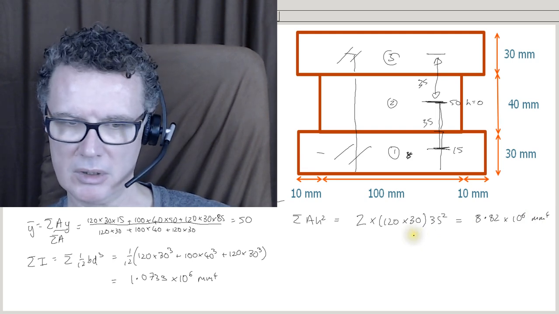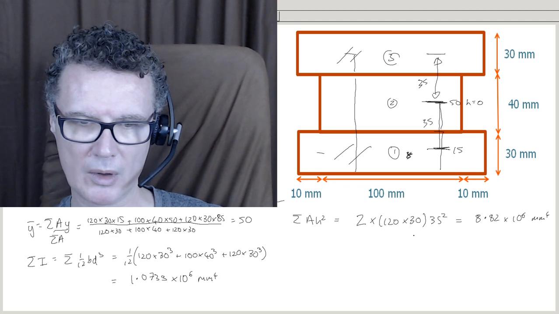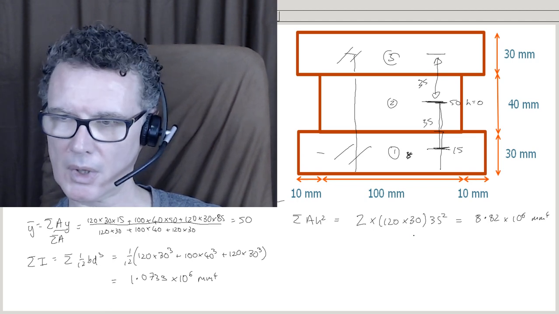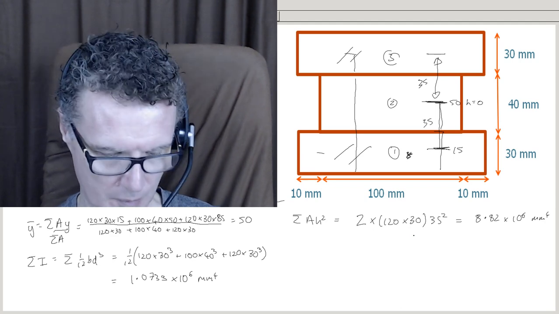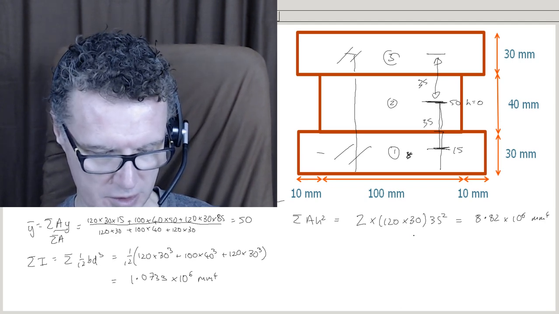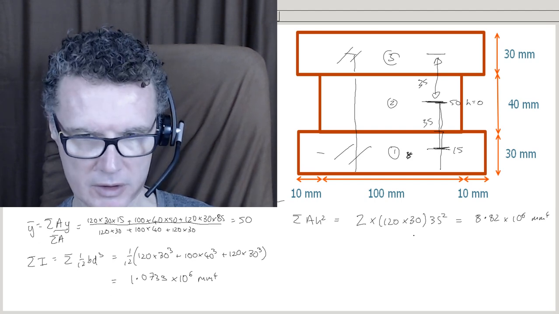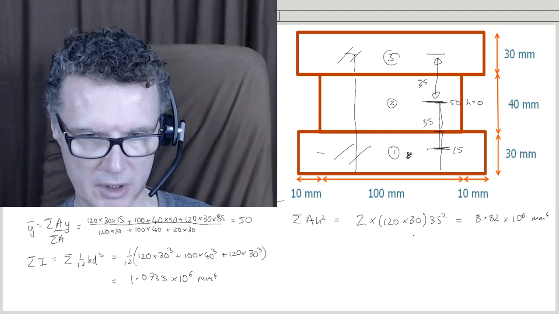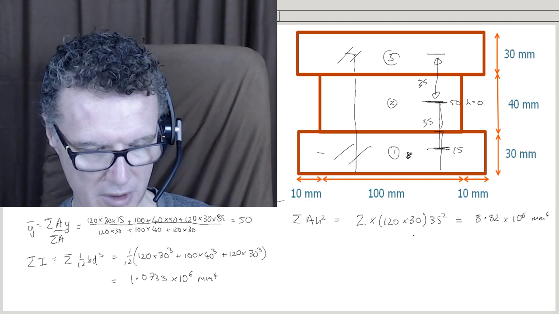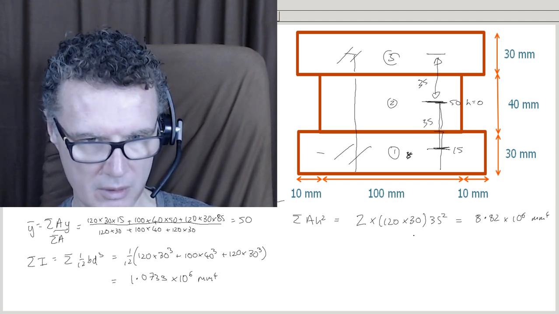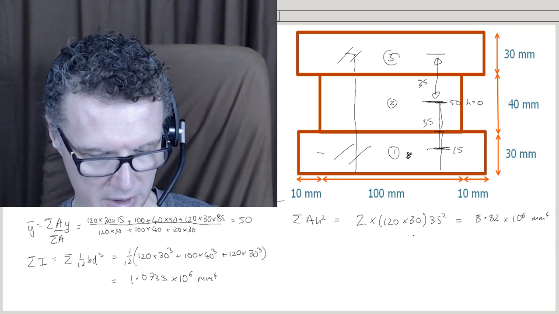120 times 30 to the power 3, times 2 of them, plus 100 times 40 to the power 3, divided by 12. Now I got the same answer again.